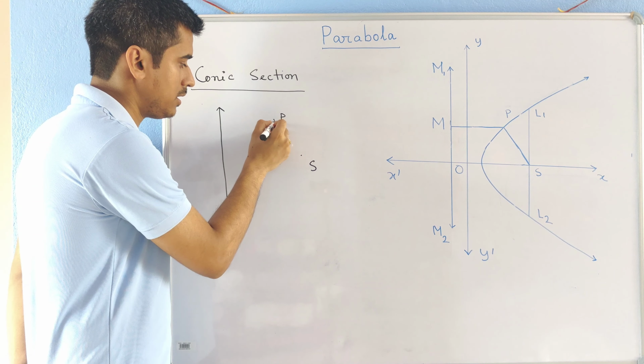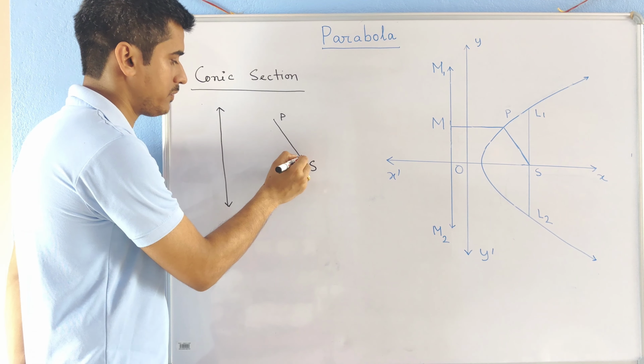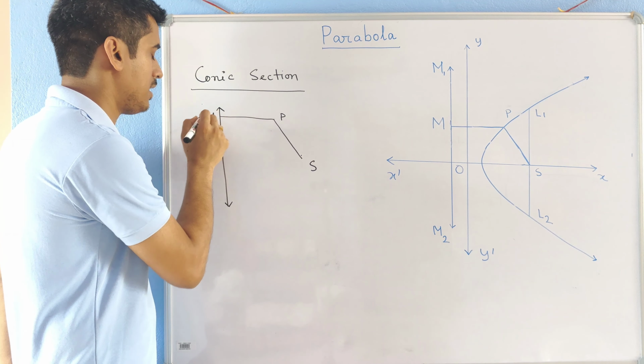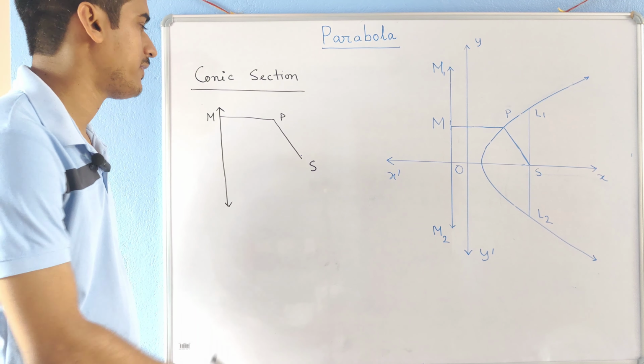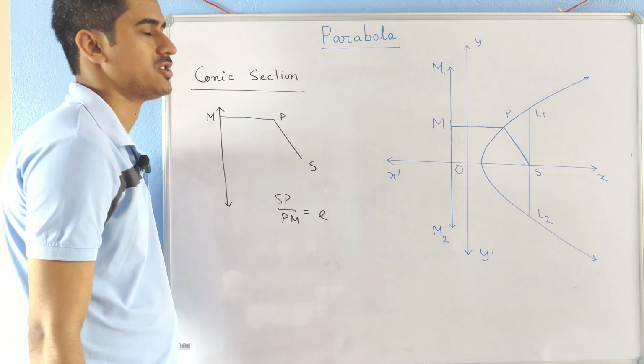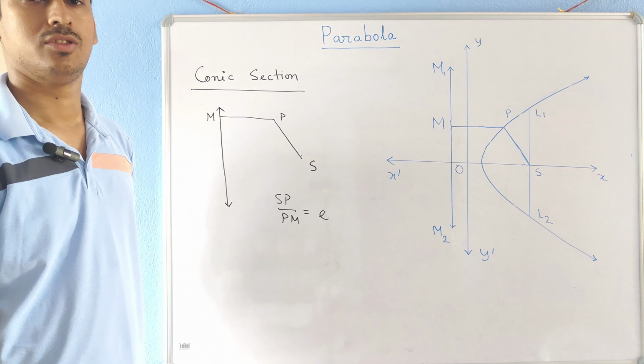The ratio of SP and PM is always constant. So, if a point P moves in a plane such that the distance of the point from a fixed point S and the distance of the point from a fixed line, that is PM, if the ratio of SP and PM is a constant, then it is a conic section.